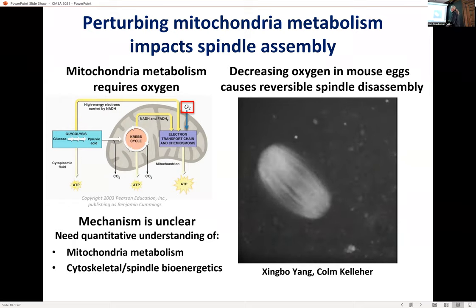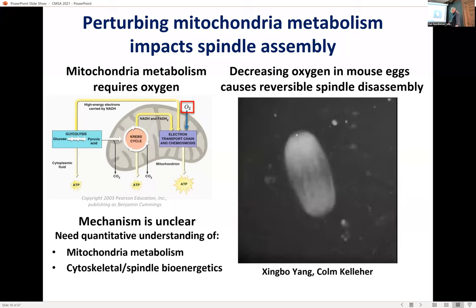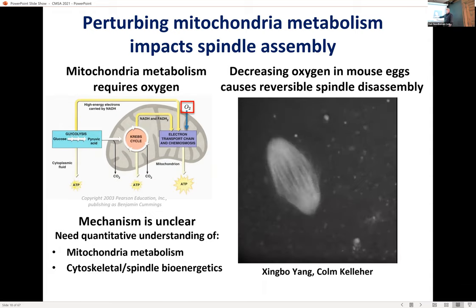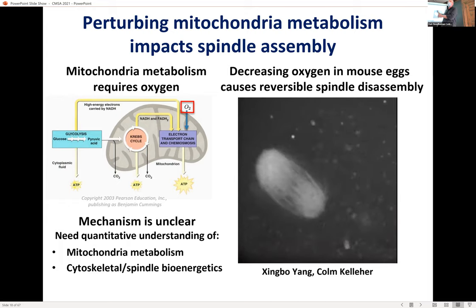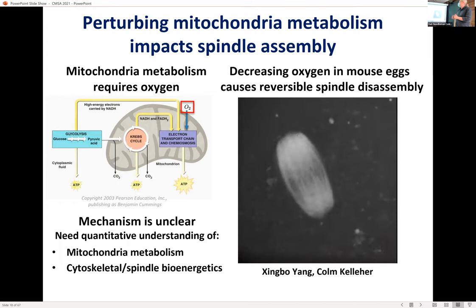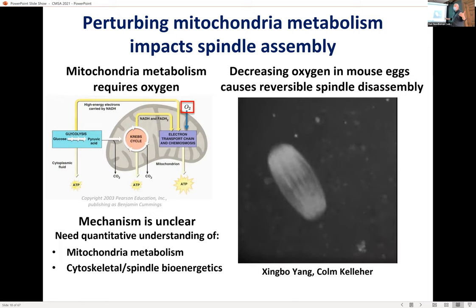Okay, the question was, when we're removing oxygen, many, many things could be going on. Oxygen does a lot of things, and I said the mechanism here is totally unclear. There could be many, many things. This is just showing you that there's something interesting happening, perhaps. It's interesting, of course, that it's reversible at very rapid time scales, but nonetheless, the mechanism is totally unclear. But we want to do more work on it.